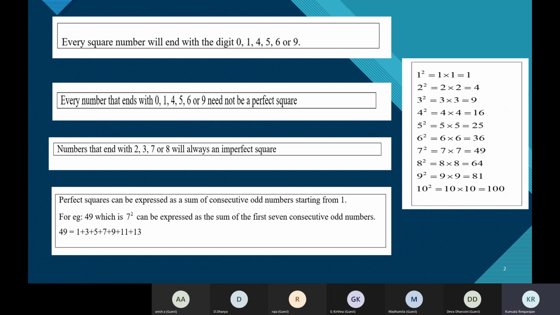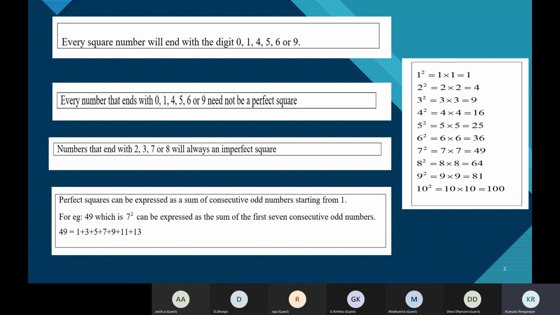Every perfect square can be expressed as a sum of consecutive odd numbers starting from 1. So from 1, how many odd numbers to take? Supposing you have to write 81 as a sum of odd numbers. 81 is 9 squared. So you can write 81 as the sum of the first 9 odd numbers.